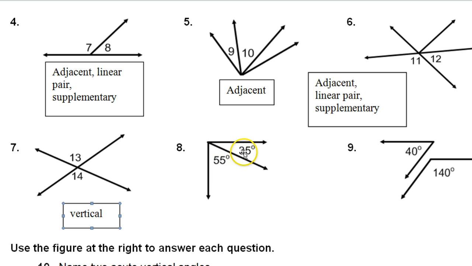Well, 50 plus 30 is 80, and 5 plus 5 is 10. So that's a total of 90. So they add up to 90 degrees, so what do you call that? That is called complementary. So these two angles are in fact complementary.